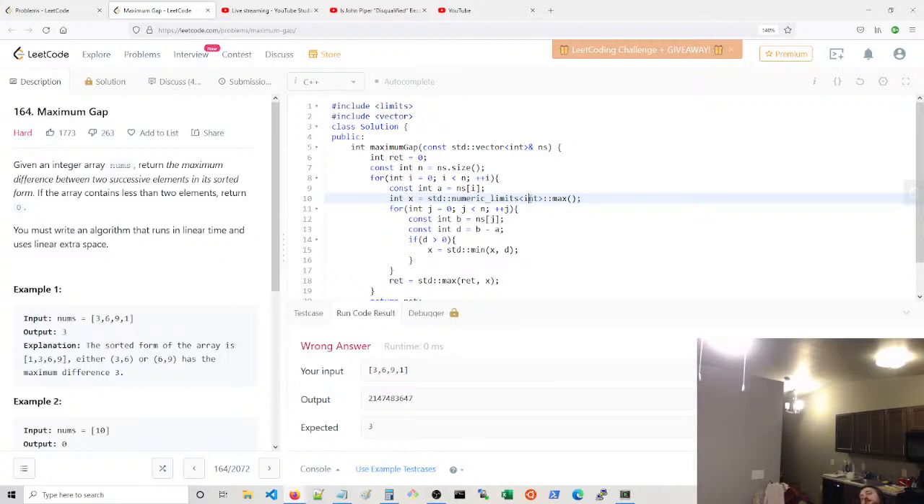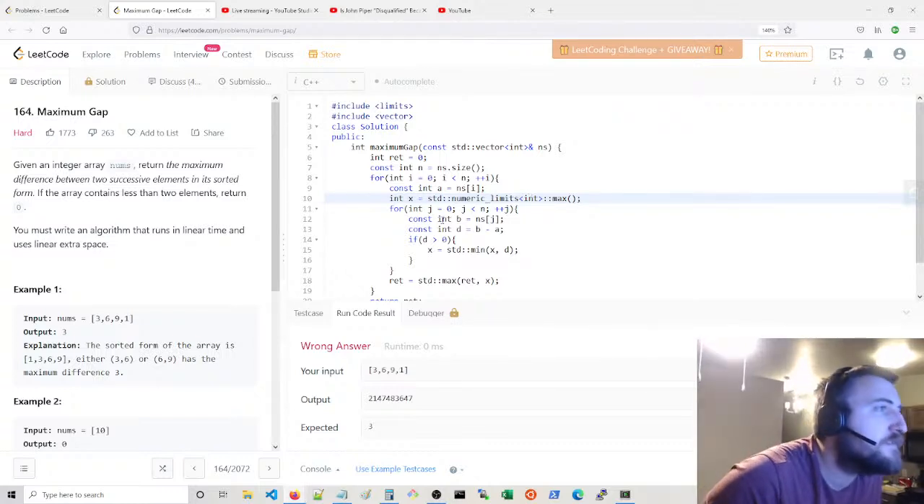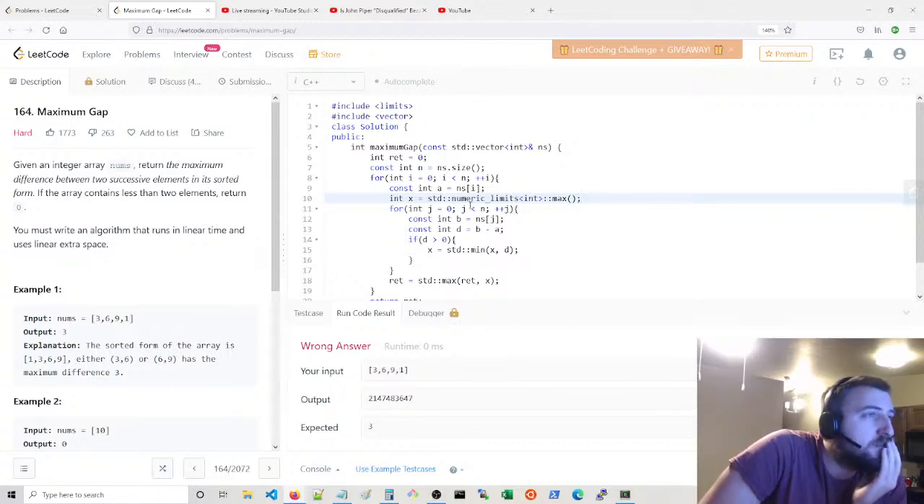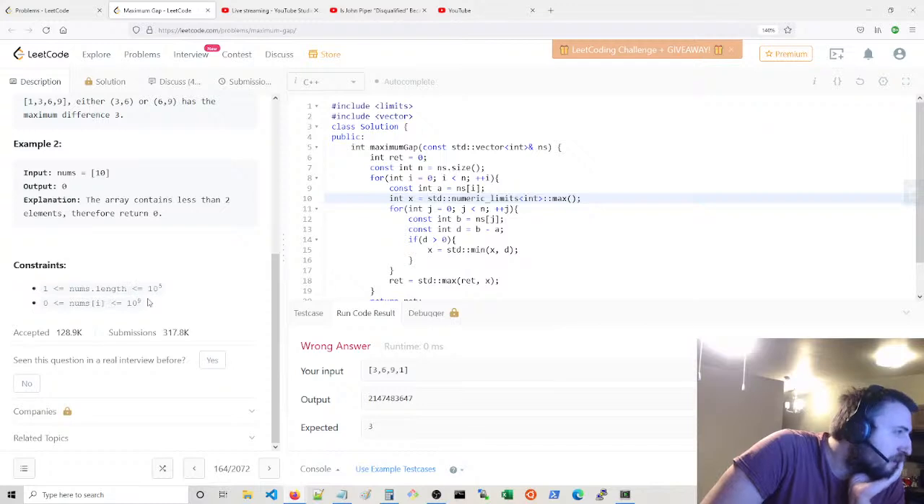B minus A. I don't know. What value should that be? Well, that should be a negative number, I think. Or just 0. You could do something like that, if x is still that value, then just use 0. I don't think we should do that. Yeah, well, we know the difference can't be that, right?